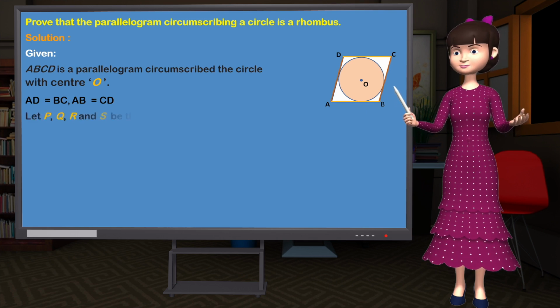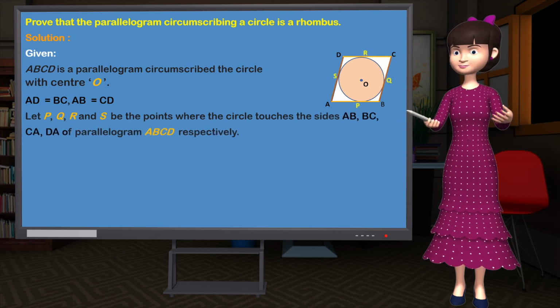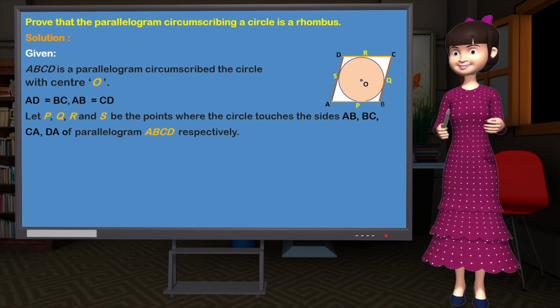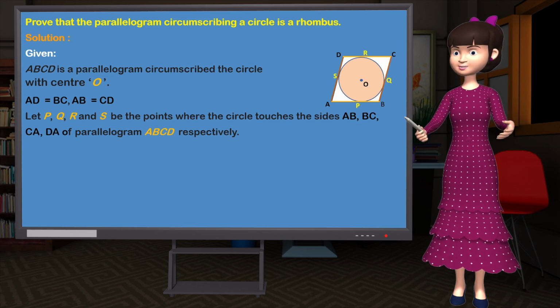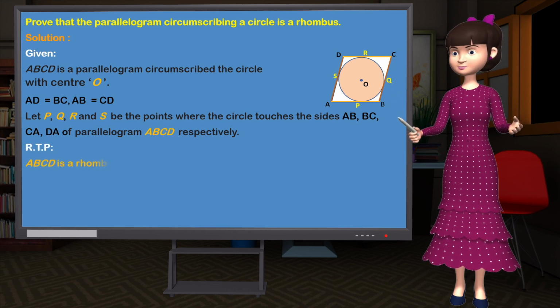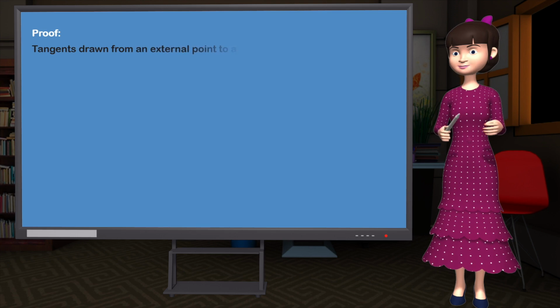Let P, Q, R and S be the points where the circle touches the sides AB, BC, CD and DA of parallelogram ABCD respectively. Required to prove ABCD is a rhombus. Proof. Tangents drawn from an external point to a circle are equal in length.